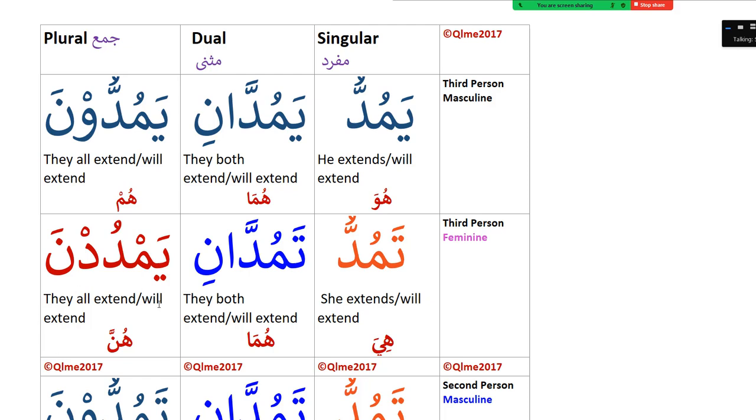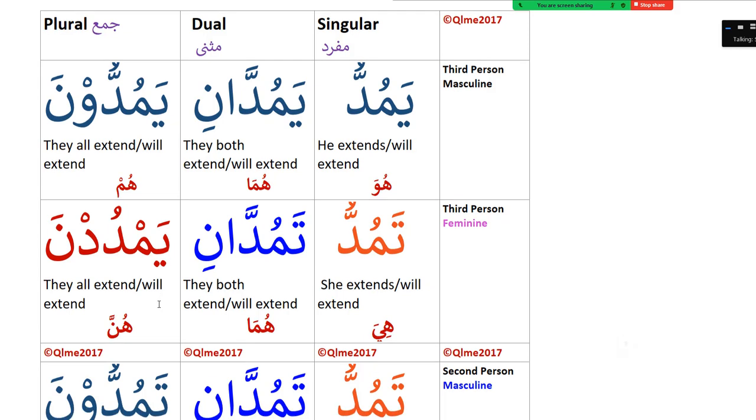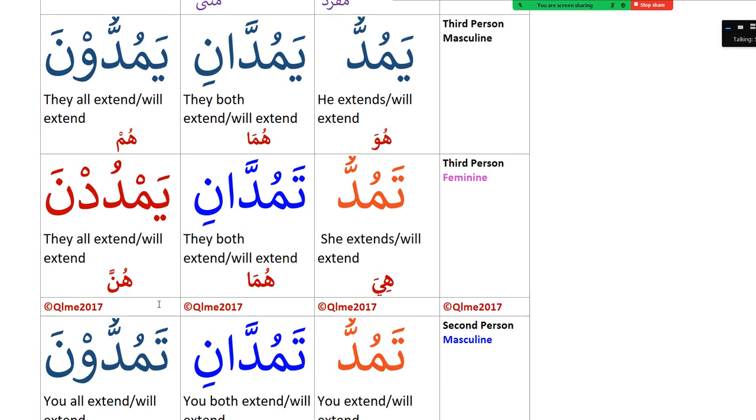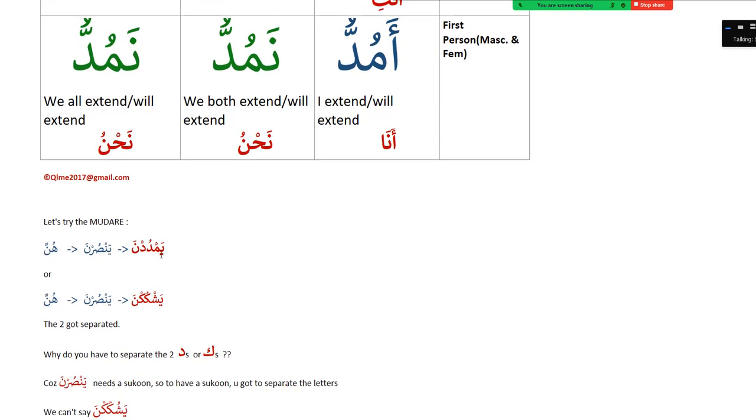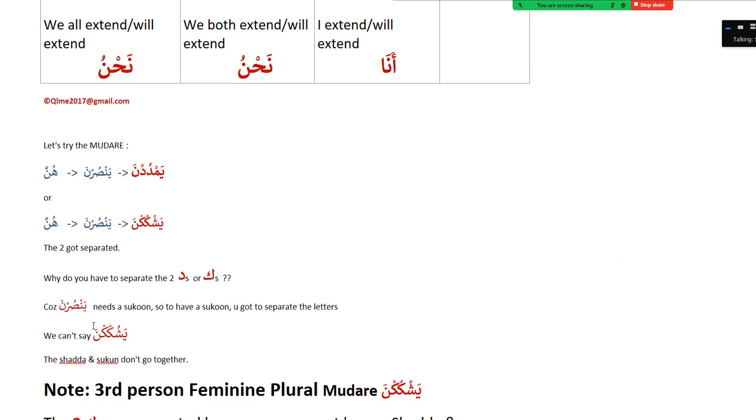The only thing is in hunna, instead of yansurna, we are going to split the dal and make it yamdudna. Since it belongs to Bab Yansuru, Nasara Yansuru, that's why we have yamdudna here. So yansurna would become yamdudna, or yashukku becomes yashkukna. The two got separated. And why do you have to separate the two dals or kafs? Because yansurna needs a sukun, so you have to separate the letters.